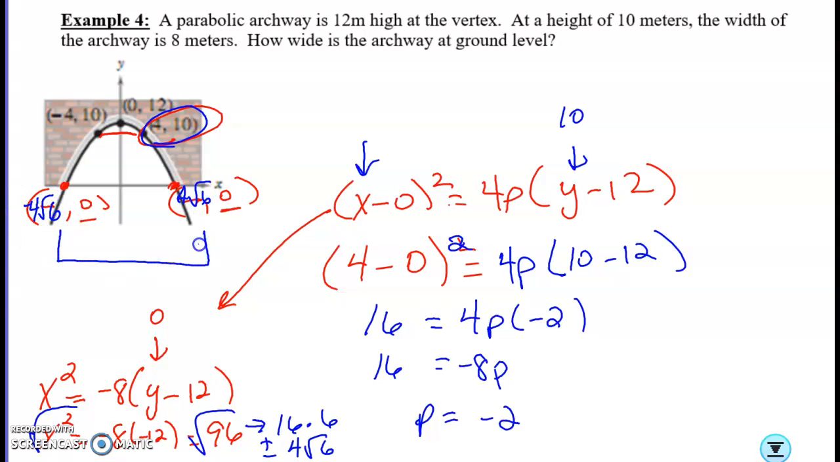But we want this distance. So we're taking 4 square roots of 6 plus 4 square roots of 6, or doubling 4 square roots of 6. So this distance is 8 square roots of 6 meters, which I didn't put into my calculator. What is it? 8 square roots of 6 is approximately 19.6 meters. I like the exact value anyway.